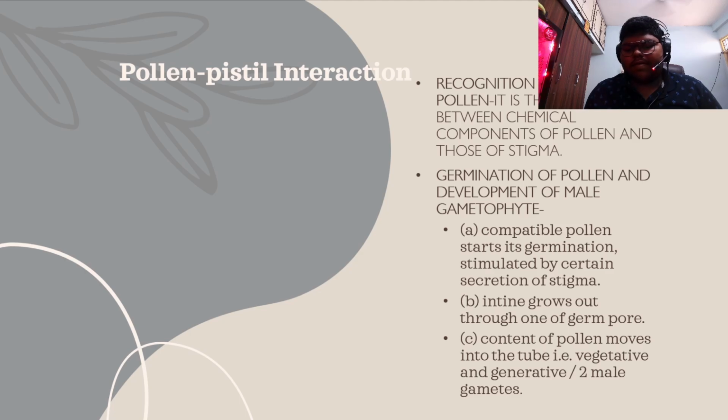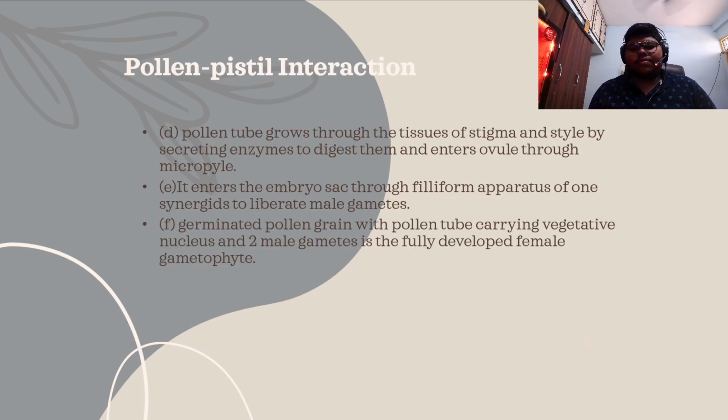A compatible pollen starts its germination, stimulated by certain secretions of the stigma, and grows out through one of the germ pores. The contents of the pollen move into the tube, that is, the vegetative nucleus and the generative cell, which divides to form two male gametes.